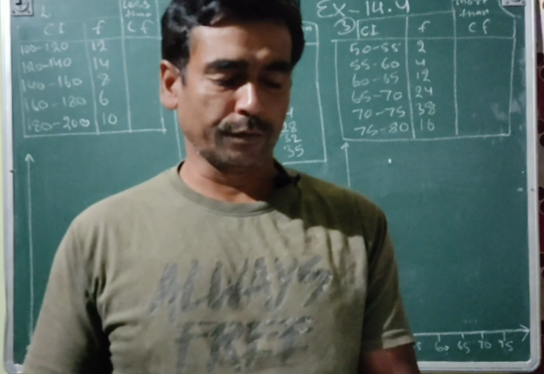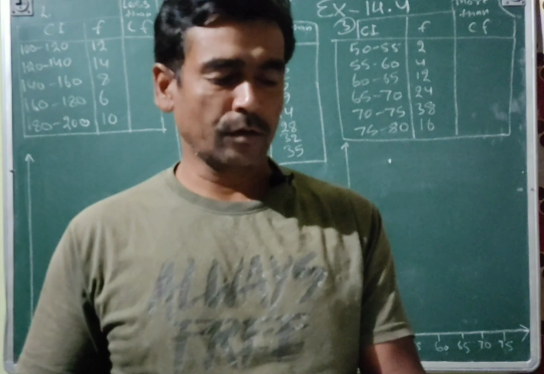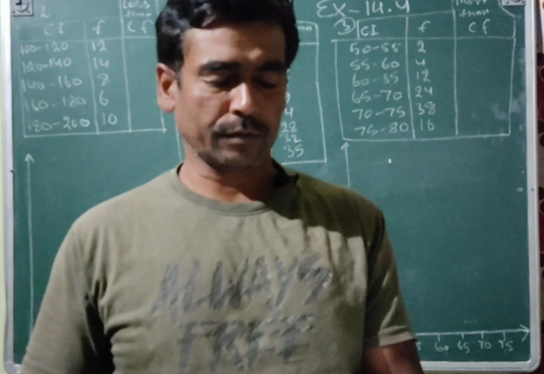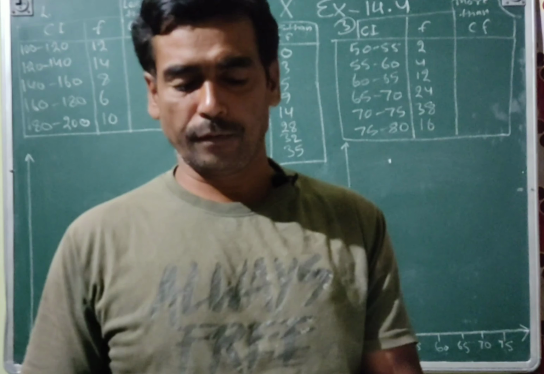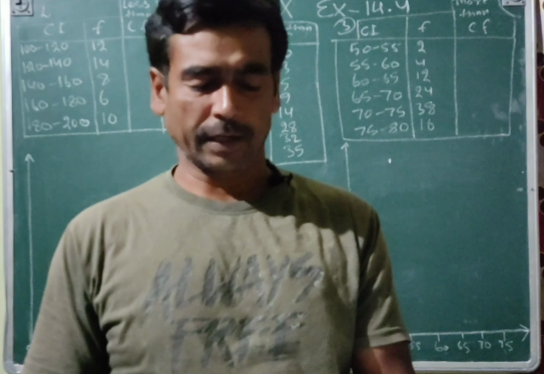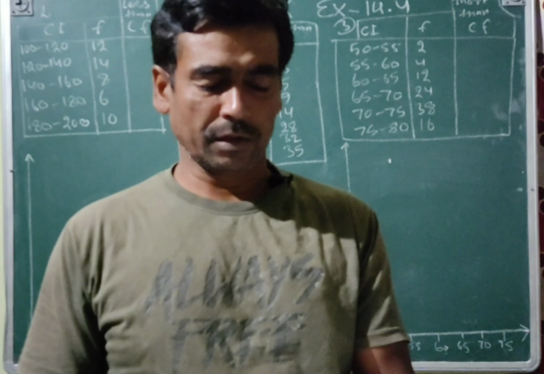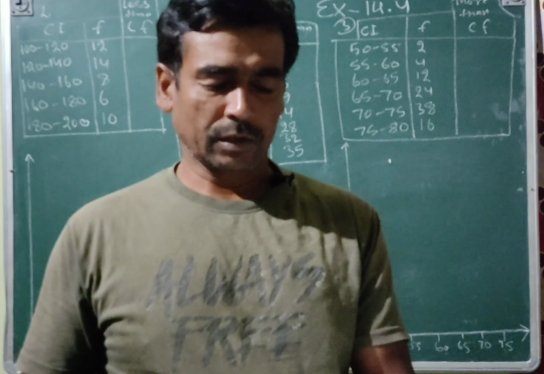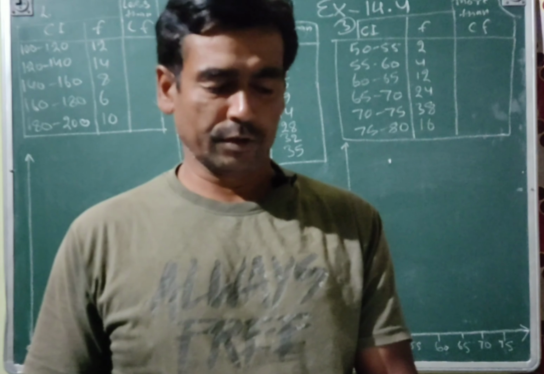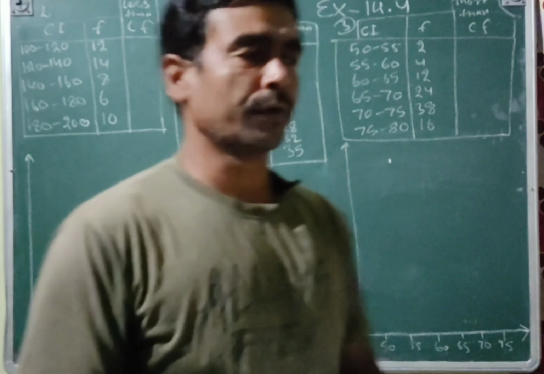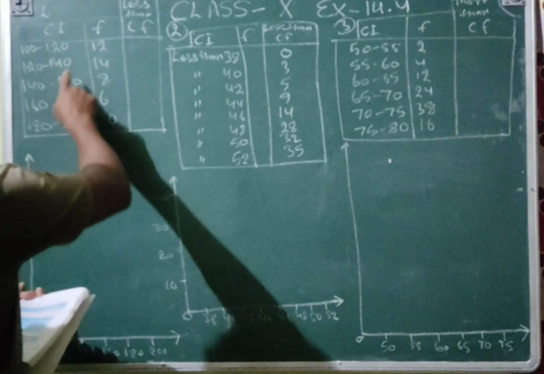Exercise 14.4, less than ogive and more than ogive. First question: the following distribution gives the daily income of 50 workers of a factory, given in a table. Convert the distribution above to a less than type cumulative frequency distribution and draw its ogive. So this is the question.